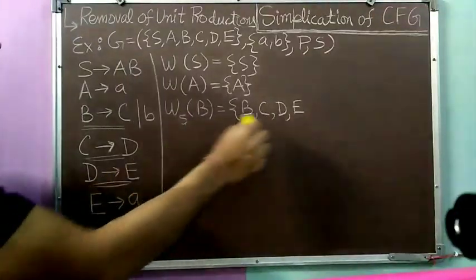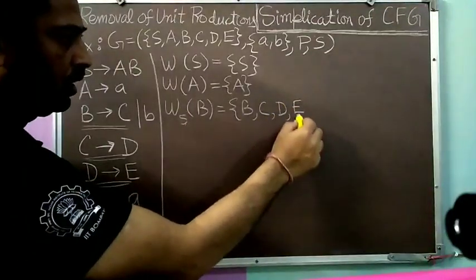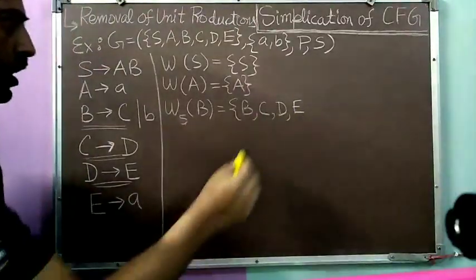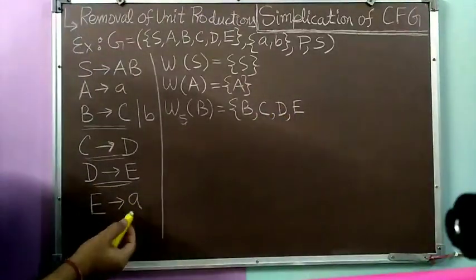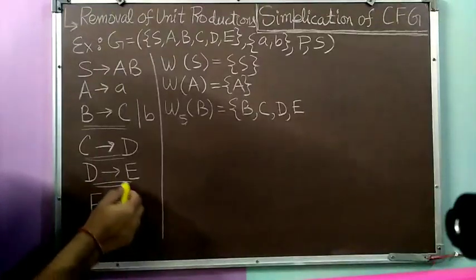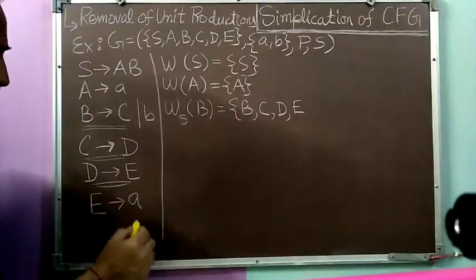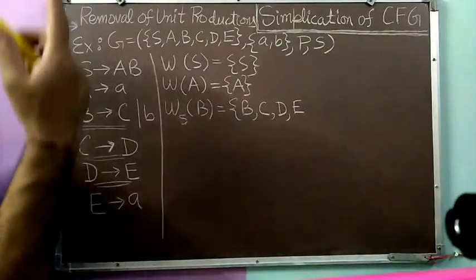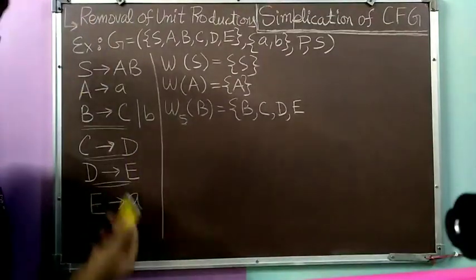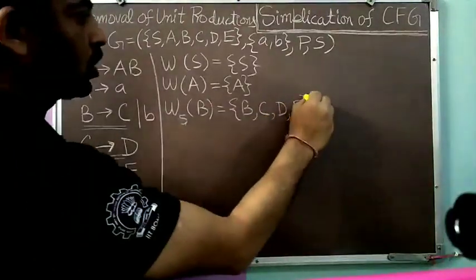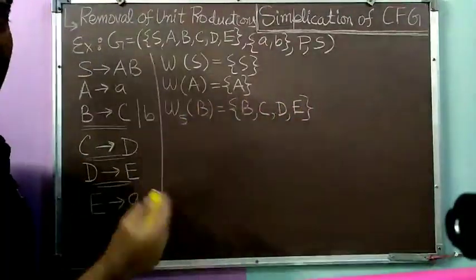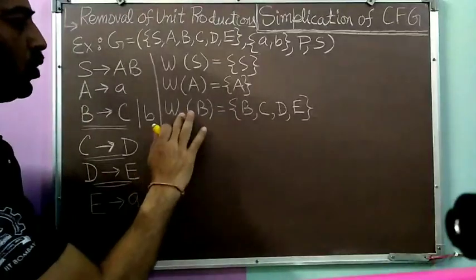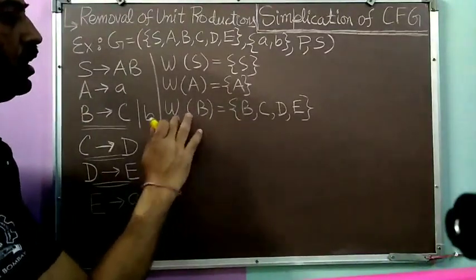For this W5, I will look at the productions of E. Does E have any unit production or not? No, it does not have any unit production. E to small a is a production, but on the right hand side there is a single symbol, and that symbol is not a variable. So that's why it is not a unit production. So I will stop here. W4 and W5 of B are the same, so in this case, this will work as the W of B.